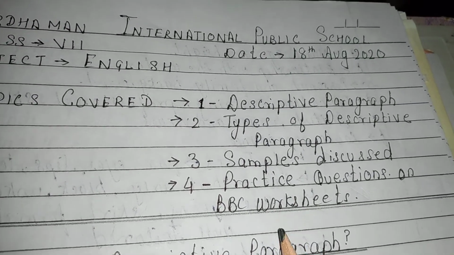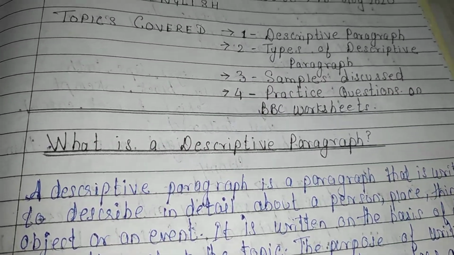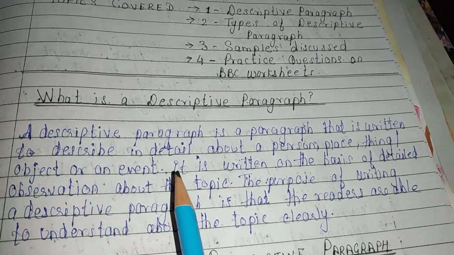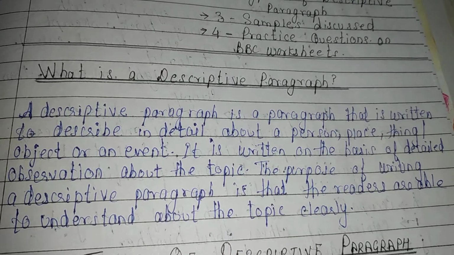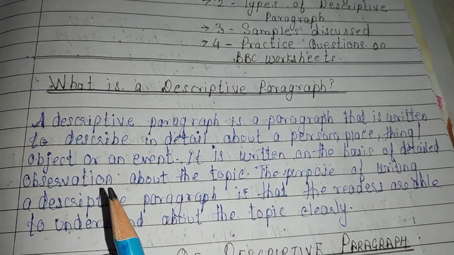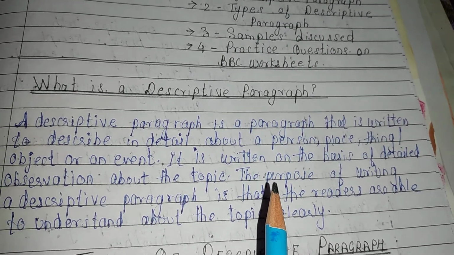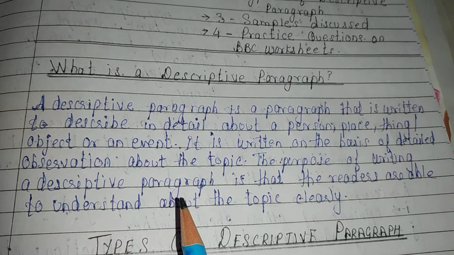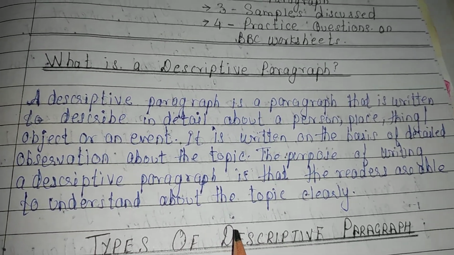Now as you can see, the topic is descriptive paragraph. Now what is the meaning of descriptive paragraph? Basically, descriptive paragraph is a paragraph that is written to describe in detail about a person, place, thing, or an object. It is written on the basis of detailed observation about a topic. The purpose of writing a descriptive paragraph is that the readers are able to understand about the topic clearly.